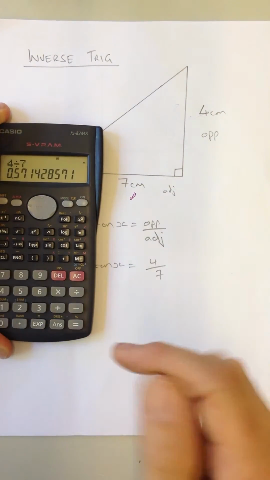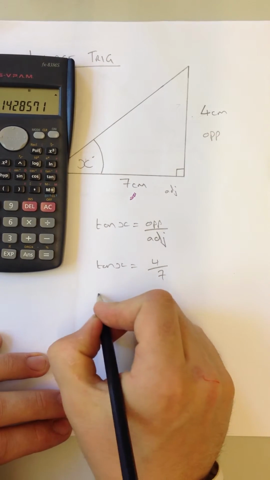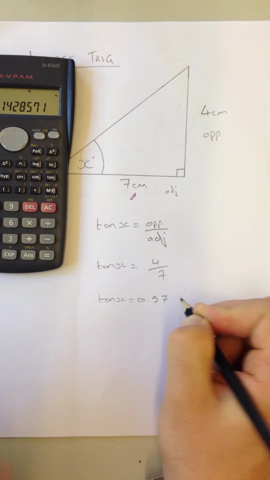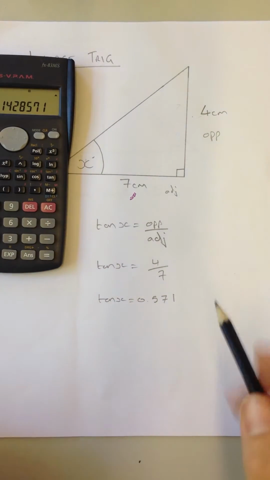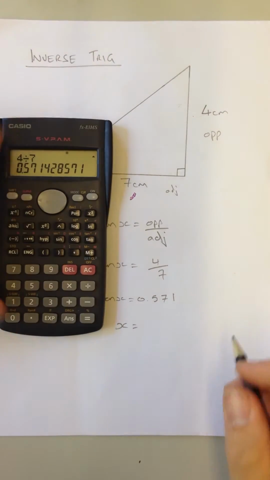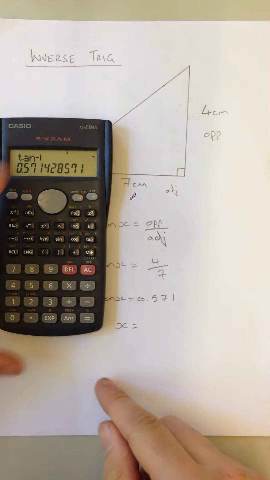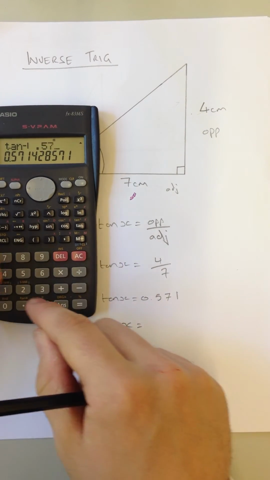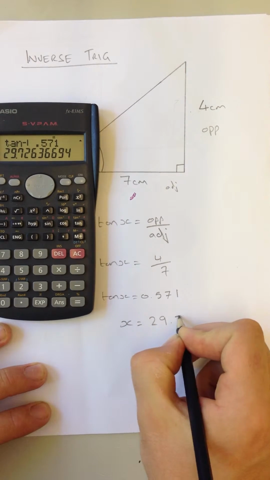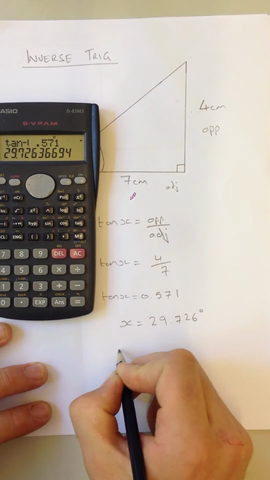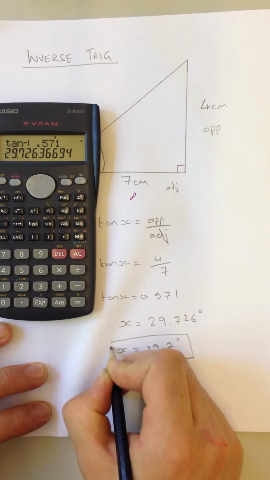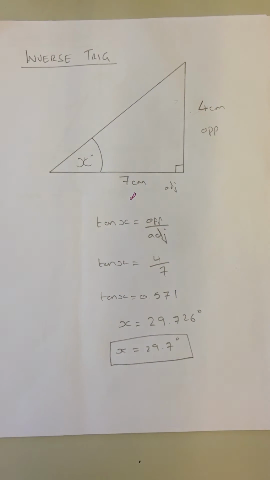4 divided by 7 equals 0.571. So tan x equals 0.571. So now that we know that tan x is that, we need to find out what x is by doing the inverse. And all we do is press inverse tan of that answer, 0.571. Inverse tan of 0.571 is 29.726 degrees. Or we can round that to 29.7 degrees to 1 decimal place. And that is as straightforward as it is.